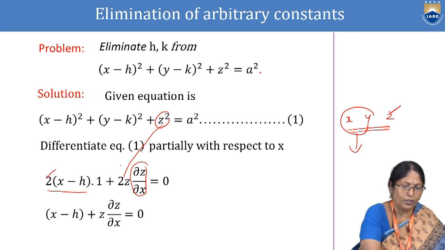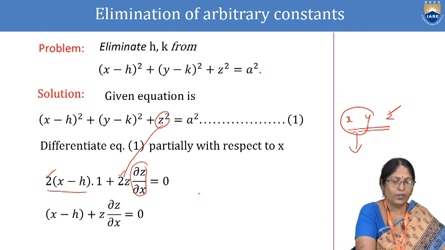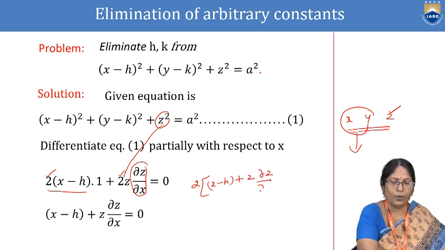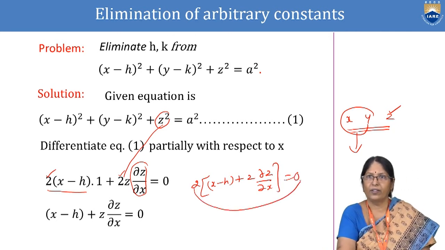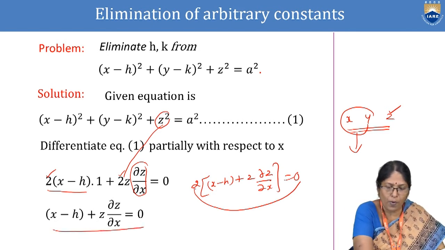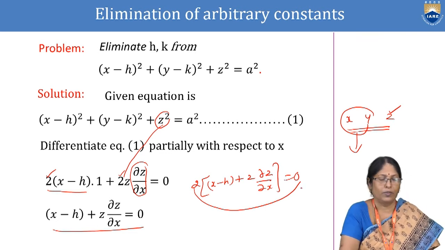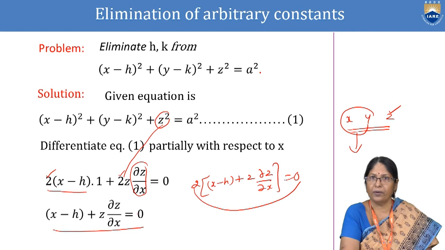This 2, this 2, common we have taken out. That is x minus h plus z dou z by dou x equal to 0. Next step, we pushed to the right side. In this step the 2 is missing because we have taken it as common, and we push it to the right side, where it has become 0. So the balance is written here.